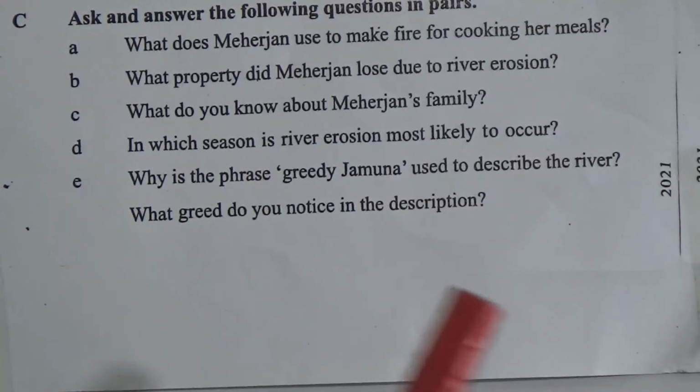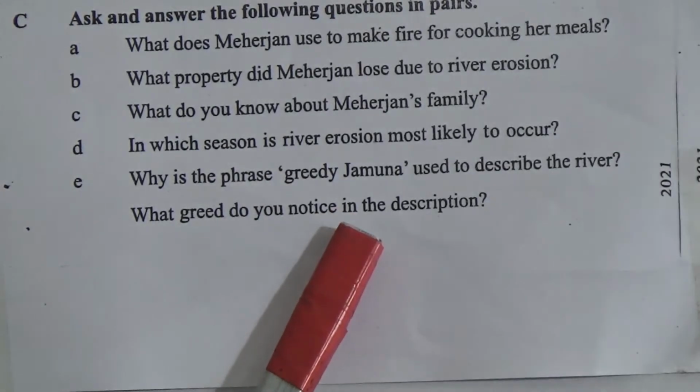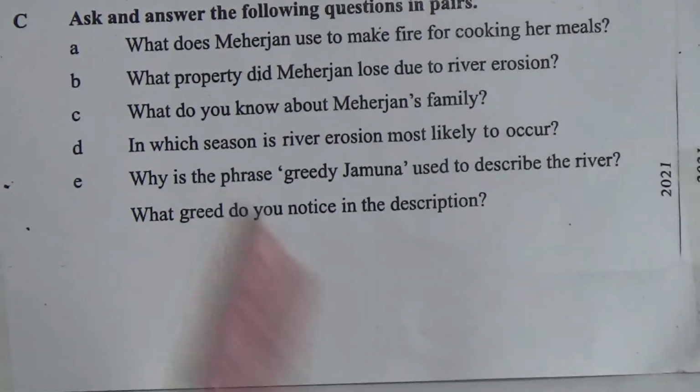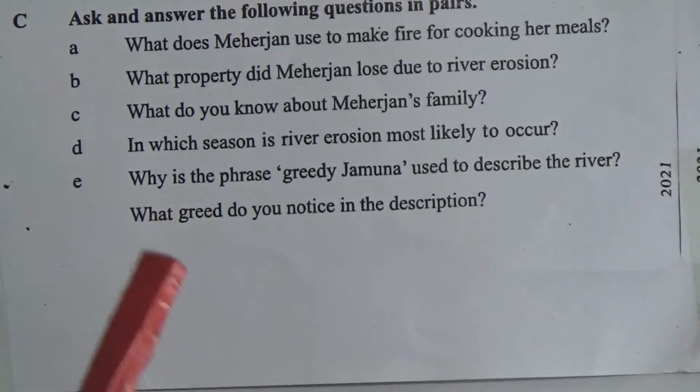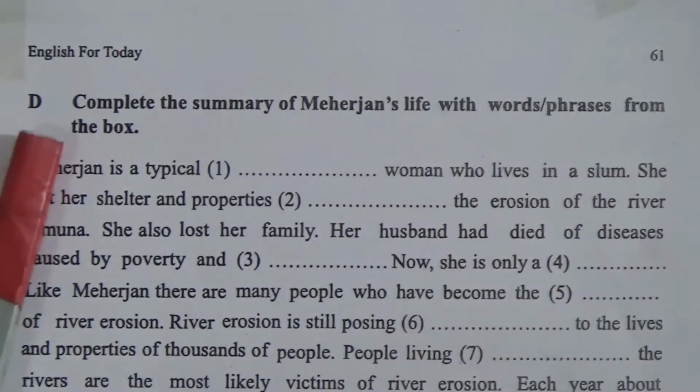So just like the greedy people here, Jamuna gradually consumed all the belongings of Meherjan, like cultivable land, trees, house, vegetable garden and bamboo bush. That's why greedy Jamuna is used here. Now we will go to exercise D. Complete the summary of Meherjan's life with words or phrases from the box.